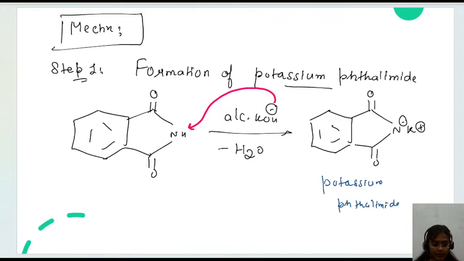Now let's see step number two, that is the nucleophilic attack of this potassium phthalimide. Just think about it: this has a negative charge, which means it is behaving like a nucleophile. So how about step number two? It is the nucleophilic attack of potassium phthalimide, that is, it is behaving like a nucleophile and is going to attack here.